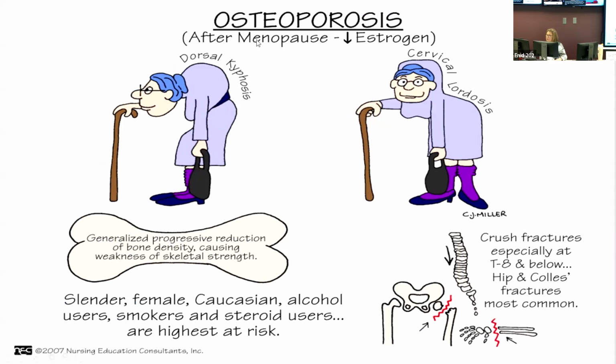So this shows some more about osteoporosis, where it's the dorsal kyphosis, where you get that hump back, and then the cervical lordosis, where the spine comes in as well. Usually this is caused by crush fractures, which we'll talk more about when we get to the bone part. But at risk, you have slender females that are Caucasian. They drink alcohol, they smoke, and they use too many steroids, basically.